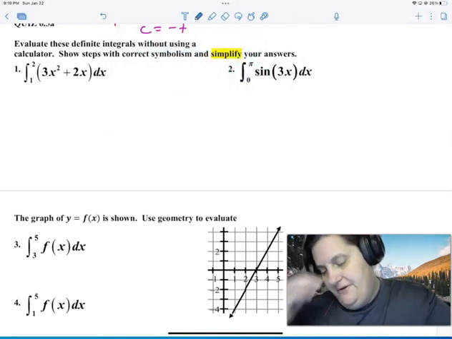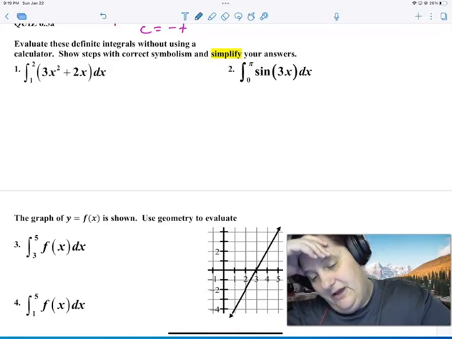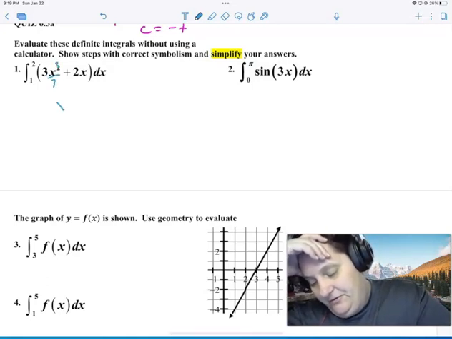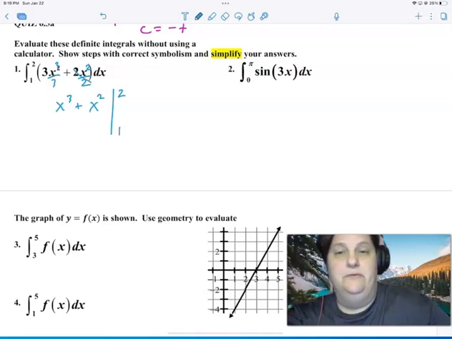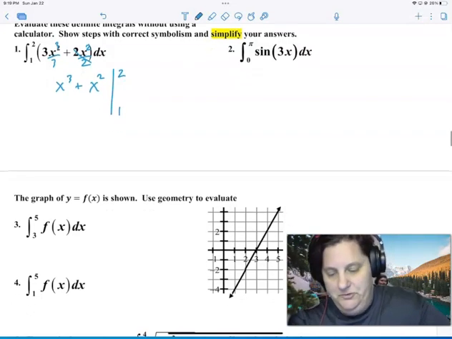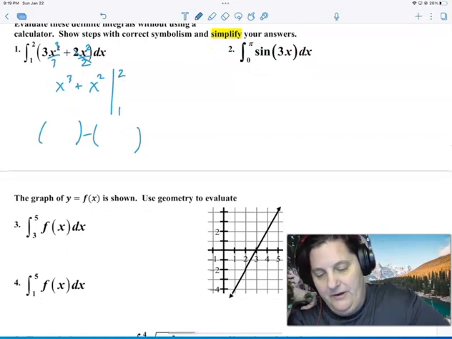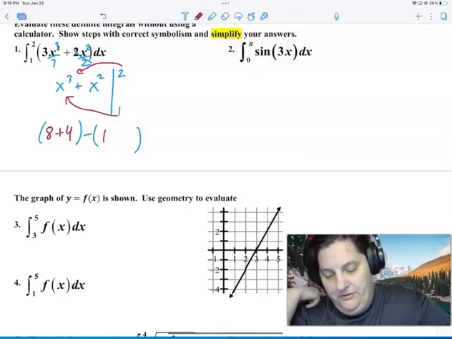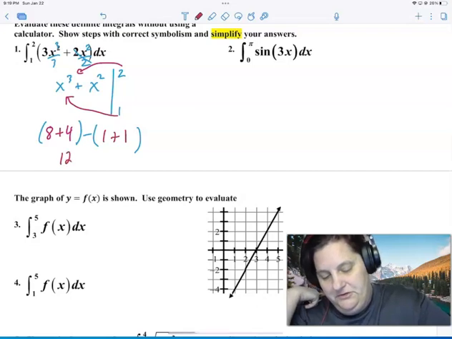Use some really fun colors. Evaluate these definite integrals without using a calculator and simplify. Okay, that's x to the 3rd over 3. 3's cancel out. That's x squared over 2. 2's cancel out. I no longer put a plus c, right, guys? Now I evaluate it from 1 to 2. And when I'm evaluating, I always go top minus bottom. If I put 2 in there, 2 to the 3rd is 8. 2 squared is 4. If I put 1 in there, 1 to the 3rd is 1. 1 squared is 1. So I have 12 minus 2, which is 10.